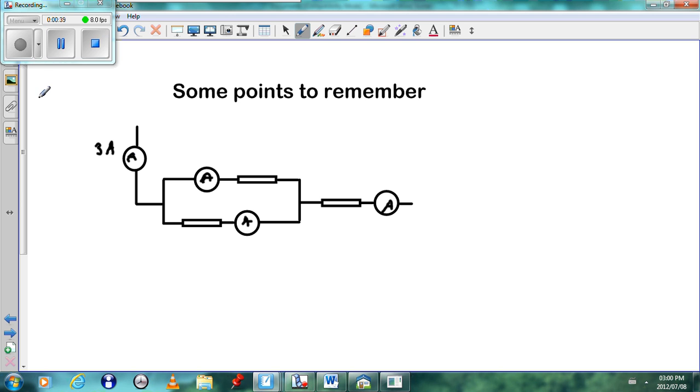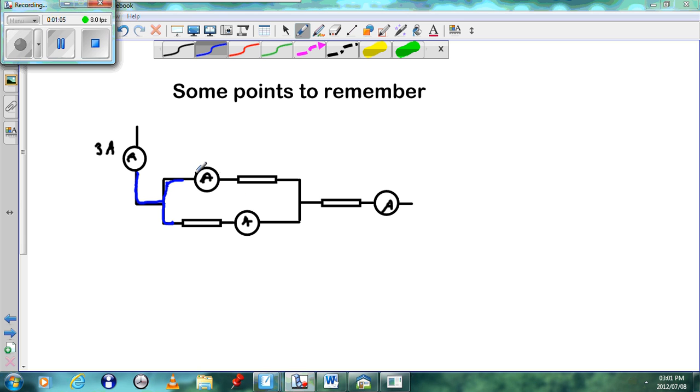Then the question arises, what happens to the current when it comes to this point here? Does the current split equally, or how does it work? So 3 amperes of current come to this point. Then some of the current will go in the top branch, some of the current will go through the bottom branch. So how much current goes through? It will only be equal if the resistance at the top is equal to the resistance in the bottom. So if the resistance is equal, then the current will split equally.